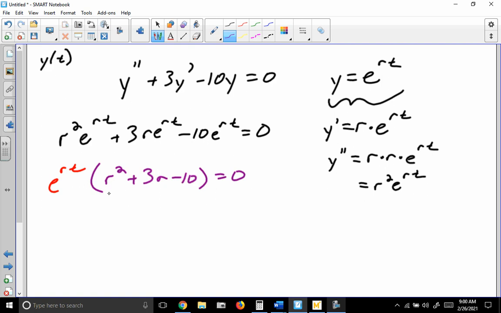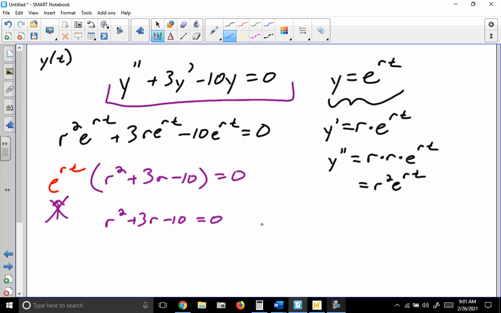Notice the correlation between this equation and our original differential equation. We have the same coefficients that we had in our differential equation. In place of y double prime, we have r squared. In place of y prime, we have r, and in place of y, we don't have anything, just an understood 1. If we set this equal to 0, e to any power is never going to be 0. So that can't be 0. So the only thing that will make this equal to 0 is this part.